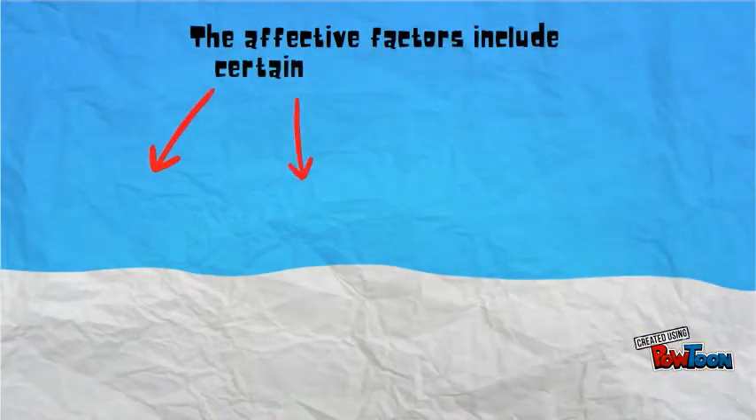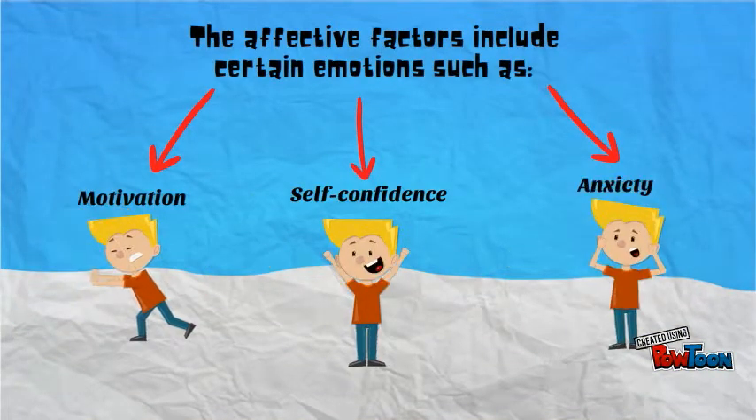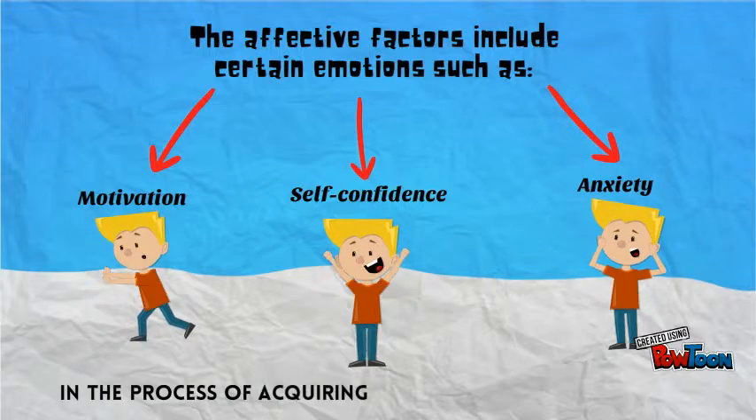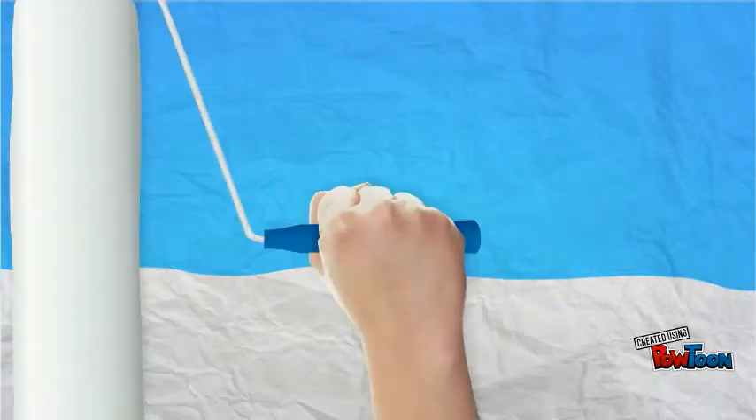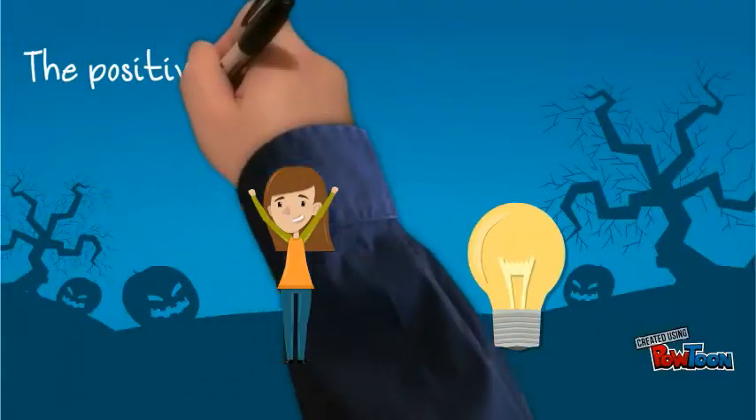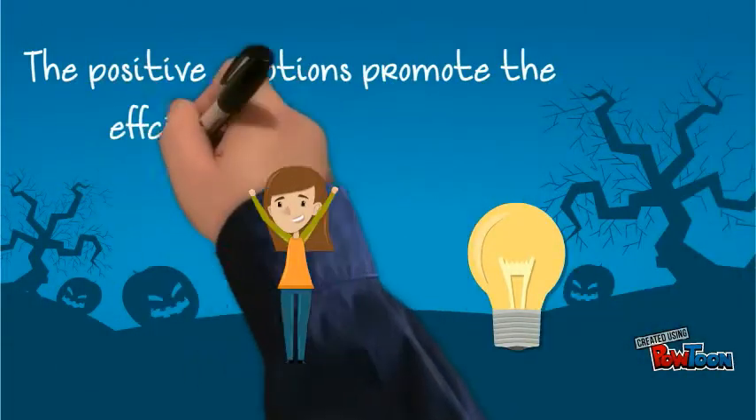The affective factors include certain emotions such as motivation, self-confidence, anxiety, and so on in a process of acquiring a second language. These negative emotions prevent efficient processing of language input. On the contrary, the positive emotions promote the efficiency of a process.